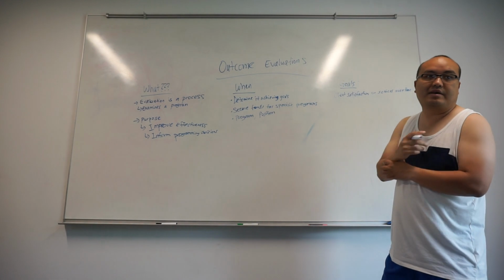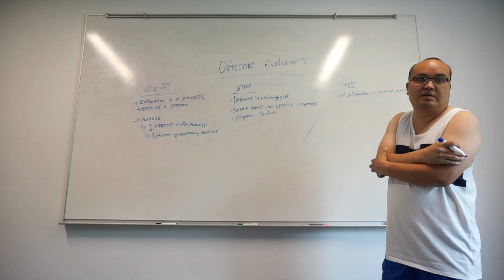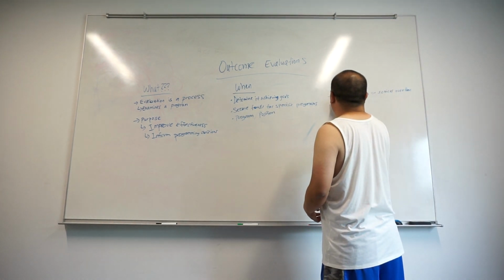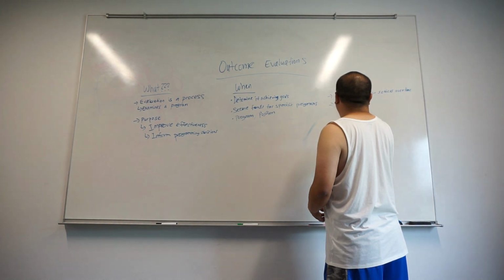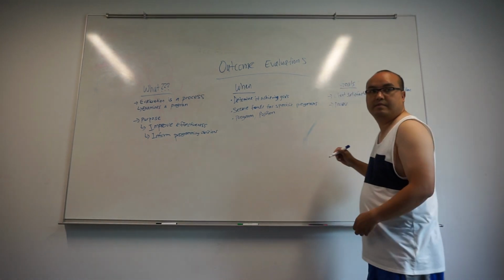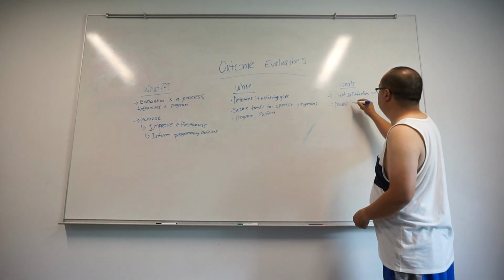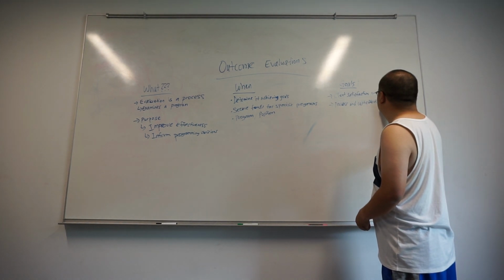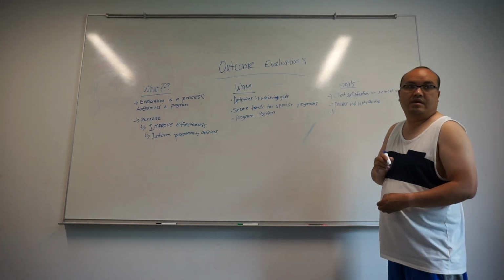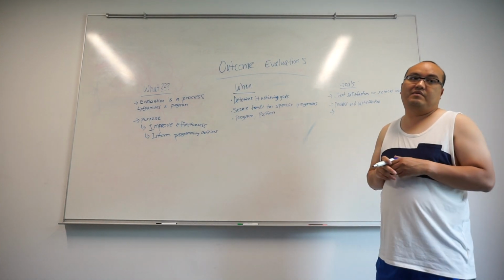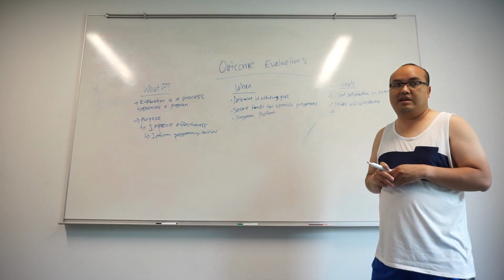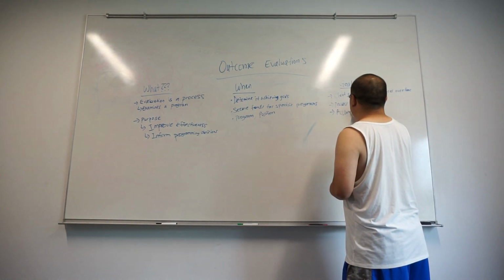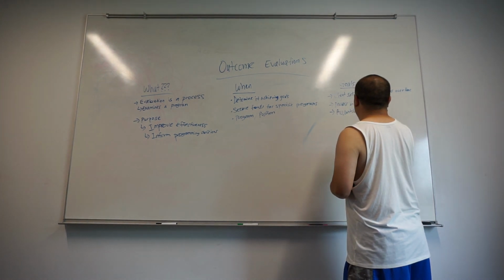The third one is to evaluate programs' processes and contribute to cost effectiveness in activities. So we have process and contributes to cost effectiveness. And the last one, the overall goal of outcome evaluation, is to hold programs accountable and evaluate accuracy. So accountable and accuracy.